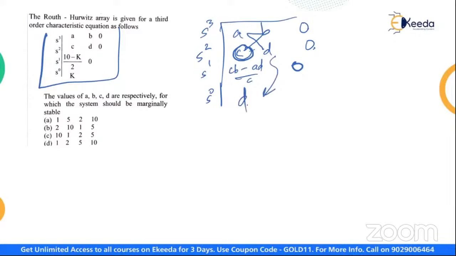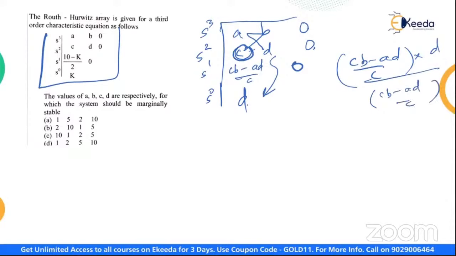Or if you don't believe me, then you please do that. CB minus AD upon C, multiply by D upon this whole thing, CB minus AD upon C. This into this minus this into this upon this. That's it. So this will get cancelled. You will be having only D. So this is nothing but the D. Is it fine? Yes, sir.